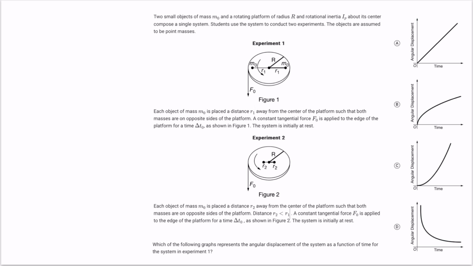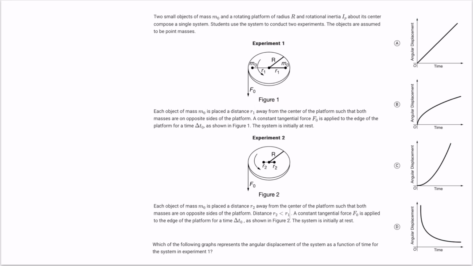Students use the system to conduct 2 experiments. The objects are assumed to be point masses, so they don't take up any volume. Each object of mass m0 is placed a distance r1 away from the center of the platform such that both masses are on opposite sides of the platform. You can see that from the image here in figure 1.